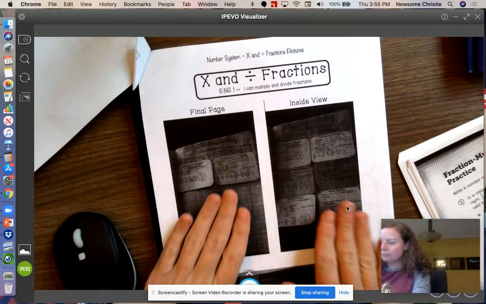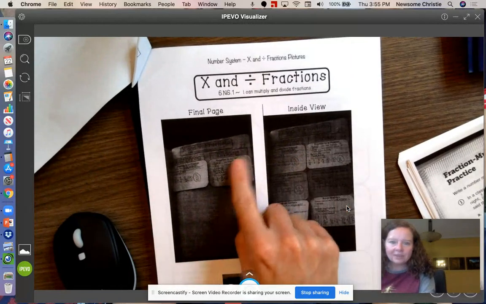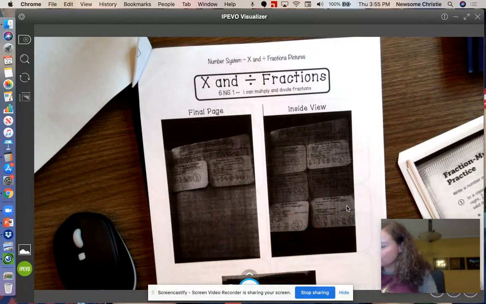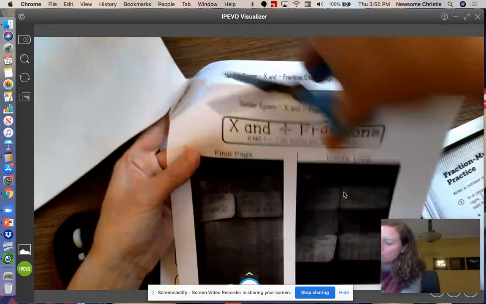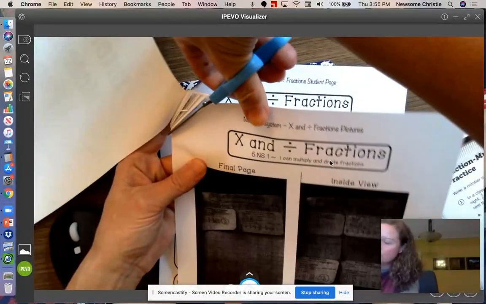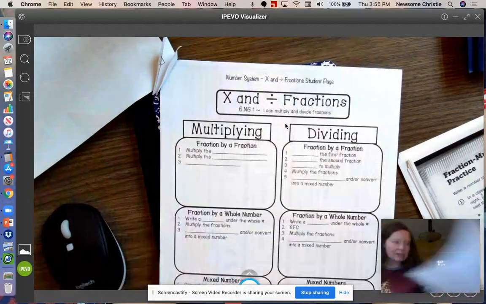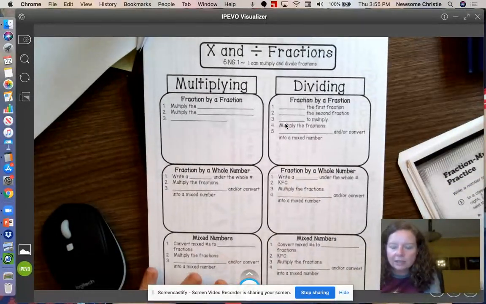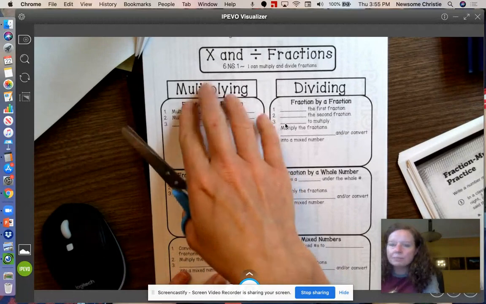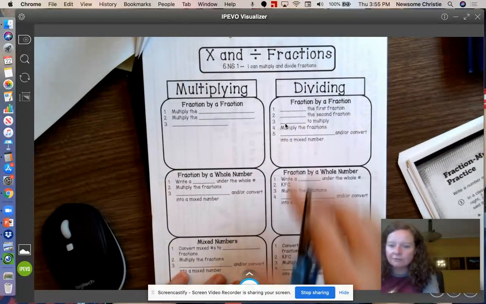And this first page that we see here that just shows kind of what the final pages look like, that's going to be garbage. Okay, it kind of was directions in case you missed the video and you could kind of look at those. So we're going to take that page and we're going to get rid of it. This page is the one we want, but we're only going to use part of this today. We want the multiplying part, and we're going to leave the dividing part in here.